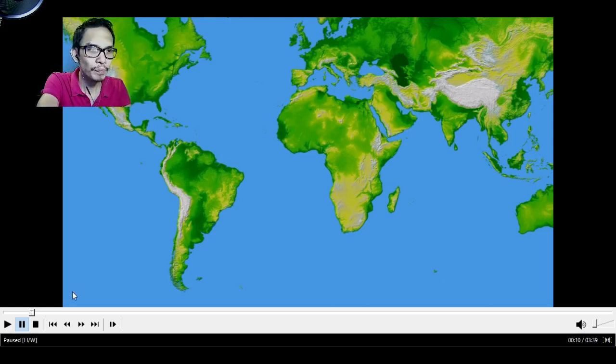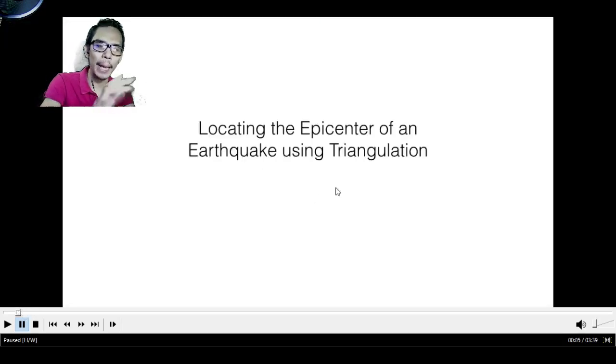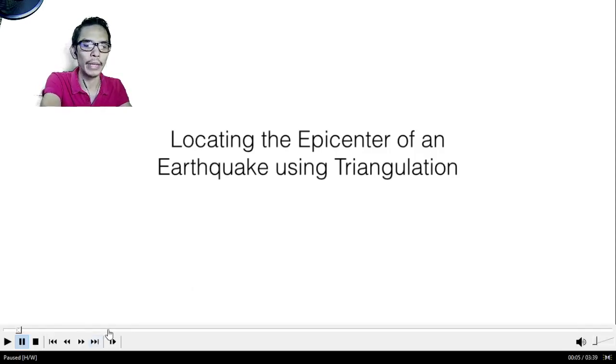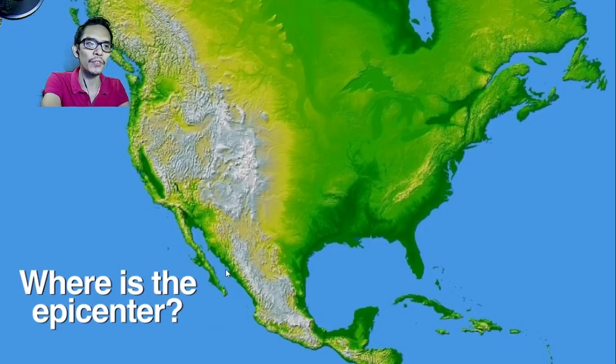Alright, so this time, how do we find the epicenter using triangulation? As I've said earlier, the most important data that we need here is the epicenter distance. So by using the epicenter distance, we will try to find the epicenter. Generally speaking, when there's an earthquake, there is no way of locating the epicenter of an earthquake in a highly precise manner.